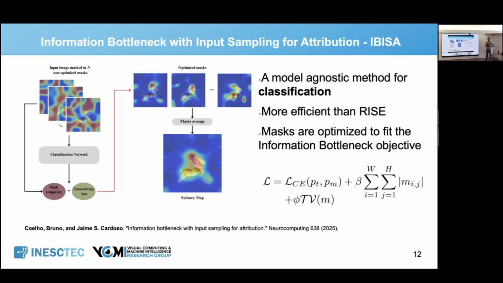In RISE, you need 5,000 non-optimized masks. Here, we just use 20, and you only do 10 optimization steps. So again, we gain a lot of time by doing this. You also have the advantage of being model agnostic. You can operate directly in the input.